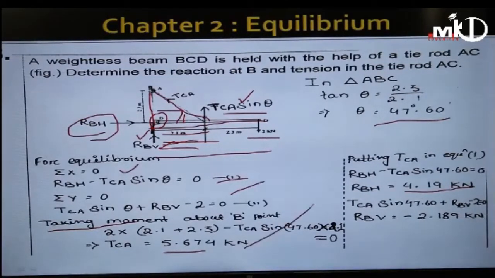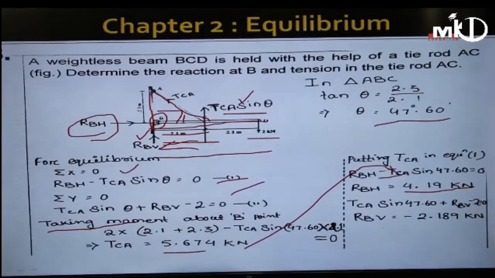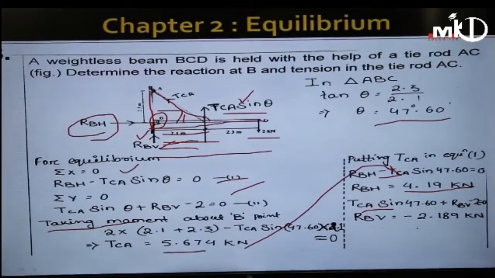This is the TCA value. Now the TCA value and 47.6 are already there, so we got RBV also, minus 2.189 kilonewton. So now we have already found the reaction at point B, that is the horizontal component and the vertical component. If you want to find RB, then square root of RBH square plus RBV square. And TCA we have already found, 5.674 kilonewton.